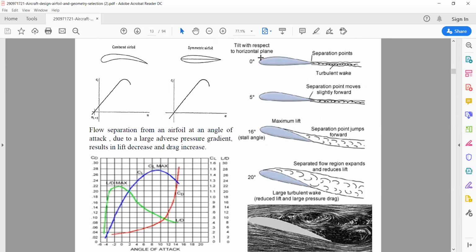You can see here, whenever the air is flowing over it at 0 degree, the separation is less. You can see there's a turbulence after the leading edge, when it is leaving at the trailing edge. And when I increase to 5 degree, this separation point is shifted ahead. You can see this is shifted ahead. When I increase to 16 degree, what happens? It is at an early stage itself, flow separation is occurring.